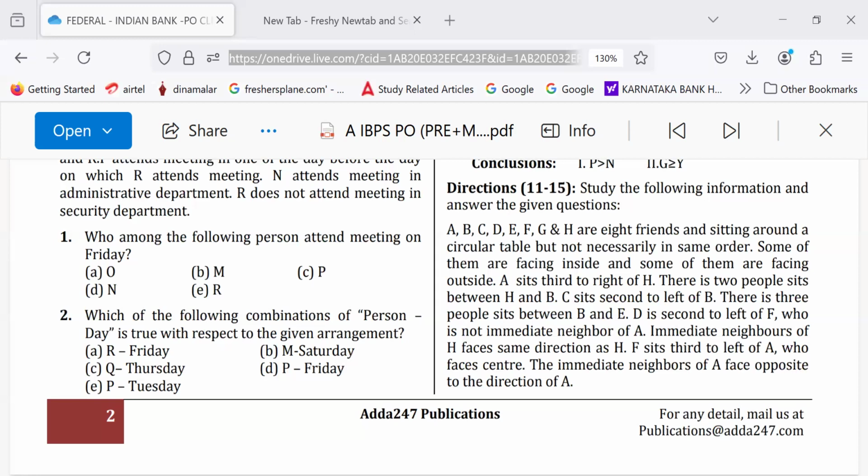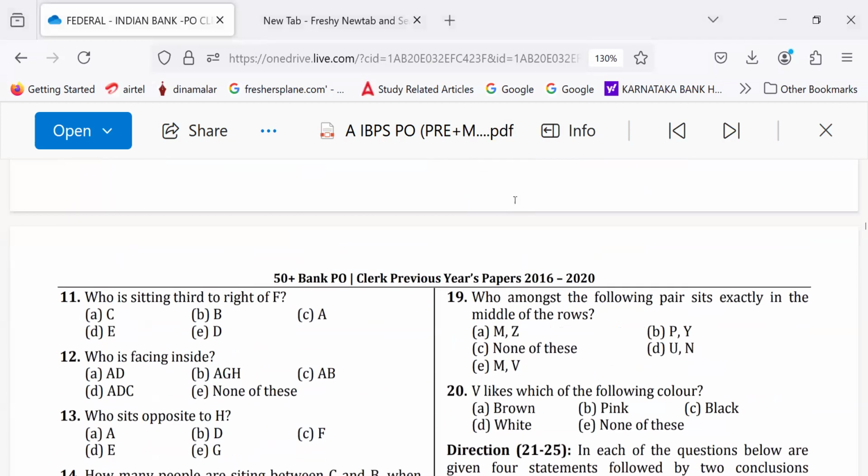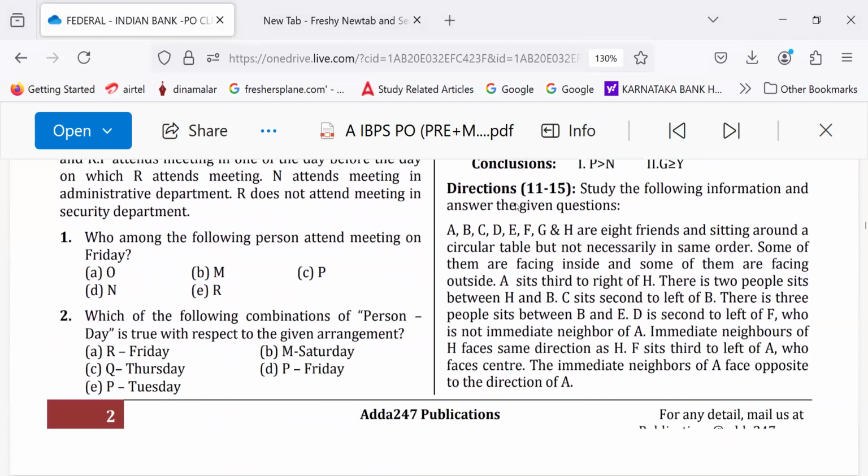I can't see the bottom of the question. Hello, 1 minute. That is only that much. Now, first you draw the diagram, then we can take the questions. A, B, C, D, E, F, G, H are 8 friends sitting around a circular table, not necessarily in the same order. Please draw the diagram.